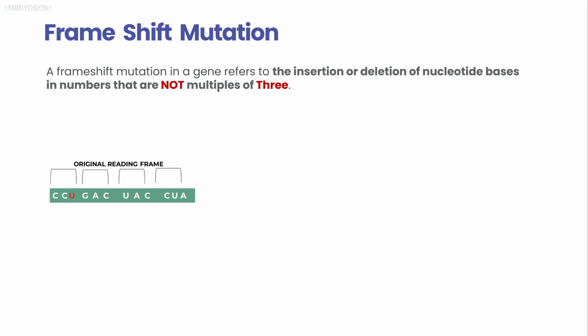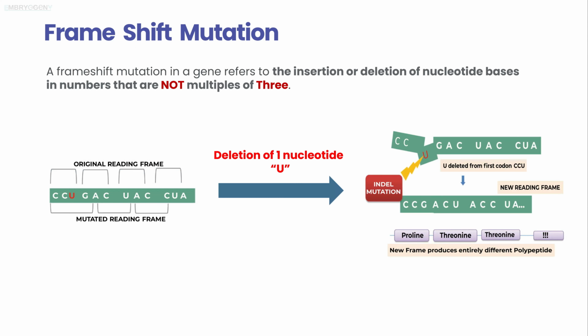To understand a frame shift mutation, we should first understand what is a reading frame. Reading frame is a group of 3 successive base pairs that represent a codon. So the original reading frame was CCU, GAC, UAC, CUA. Deletion of nucleotide U results in the shift of the reading frame, and now the sequence is CCG, ACU, ACC, and so on. This results in translation of an entirely new sequence of polypeptide chain.